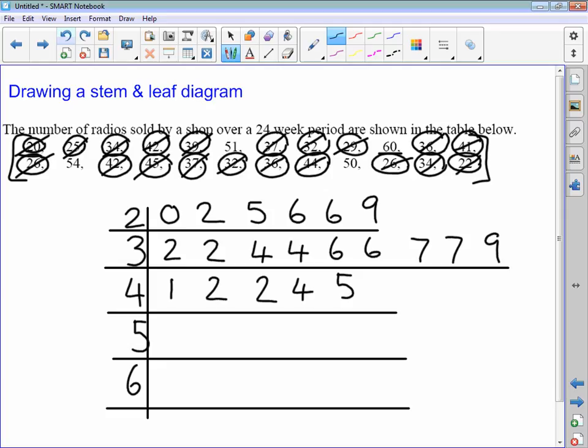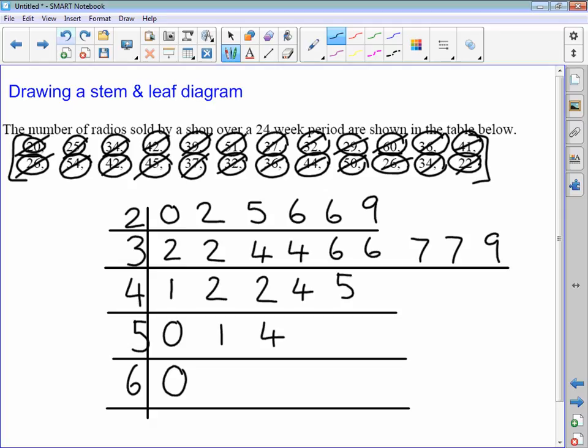We're now moving on to the next line, so the 50s, so the numbers that start with a 5. So we've got 51, we've got 50, and we've got 54. So the smallest of those is 50, so we're going to put a 0 here. The next is 51, so we're going to put a 1 here. And the next is 54, so we're going to put a 4 here. Now, the only number that we've got left is 60, so we're going to put that on this line, representing 60, so we put a 0 in here, and that's that one put in.